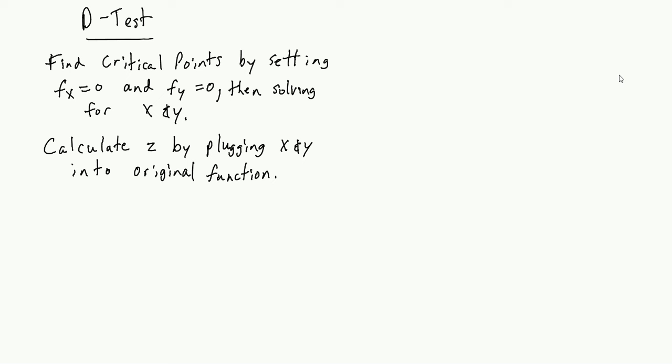What we'll need is the second derivatives. Find f sub double x, f sub double y, and f sub xy, or f sub yx. Remember, those two are the same thing. And we can make a value for what's called d. The reason this is called the d test is we're going to calculate a value called d.